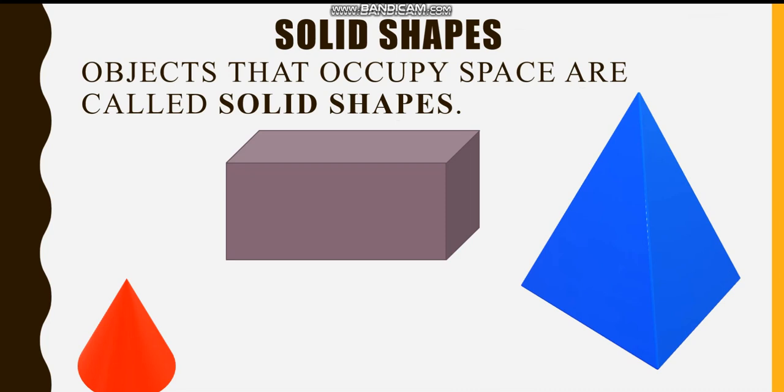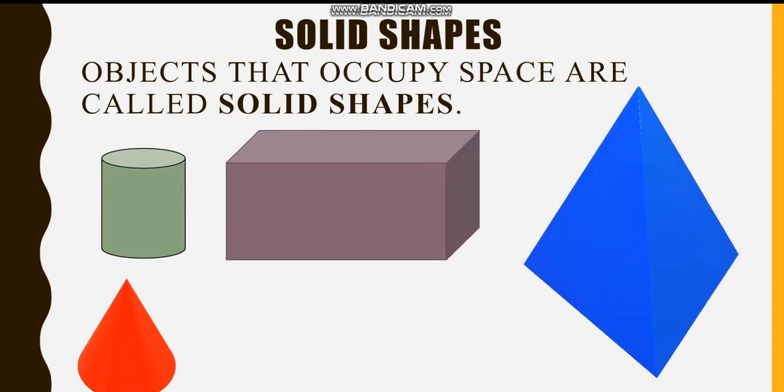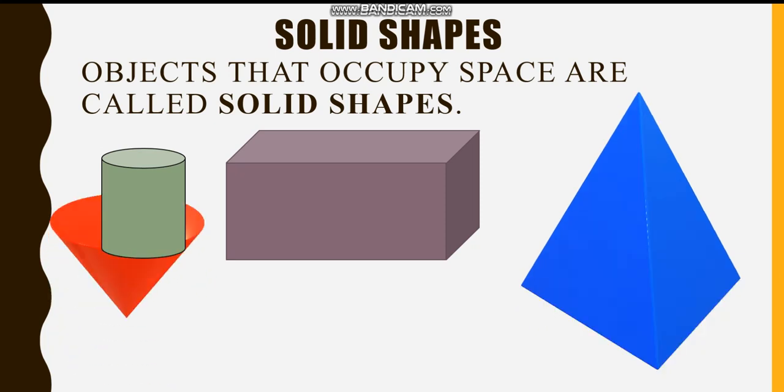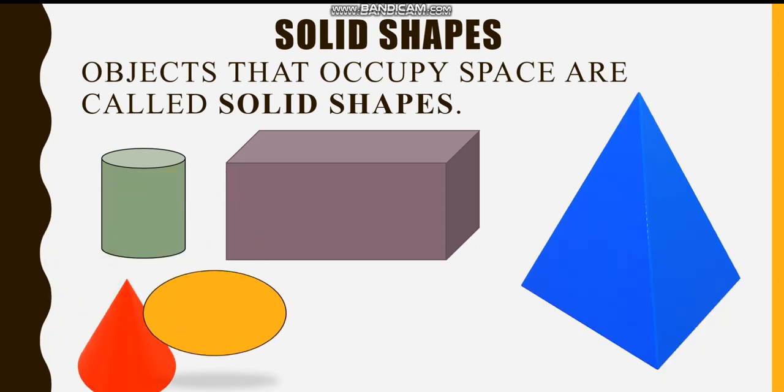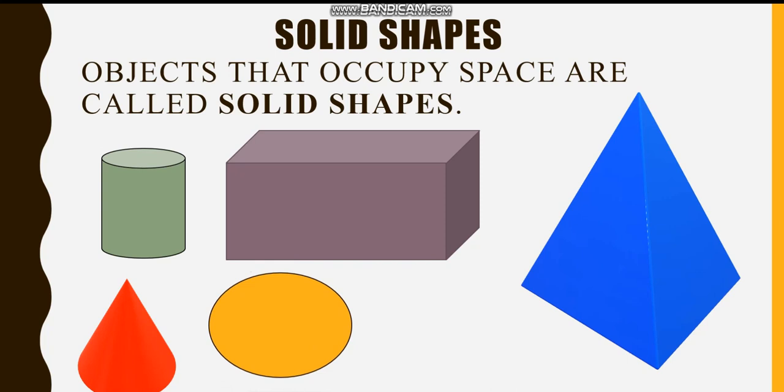Here, let me give you some examples of solid shapes. A cylinder, a cuboid, a pyramid, a cone, a ball, which means a sphere, so which can bounce. Only a sphere can bounce. A circle couldn't do that. And a cube. So these are the examples of the solid shapes which we can hold and see in 3D views. Okay, let us go back to the flat shape.